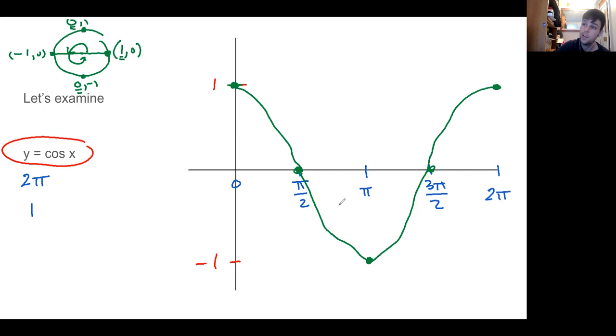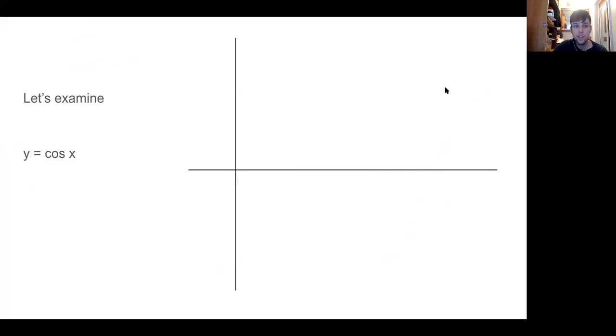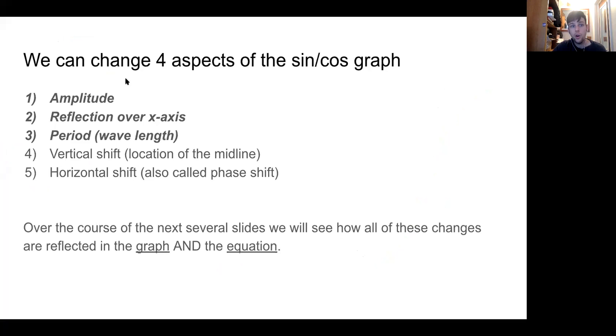We can obviously make this a lot more challenging by doing transformations. All right, this is going to be the end of part 1. In the next part, we're going to be looking at some transformations that can happen to this graph. I'll just kind of preview it right here. So there are 5 things that we can do. I don't know why I wrote 4.